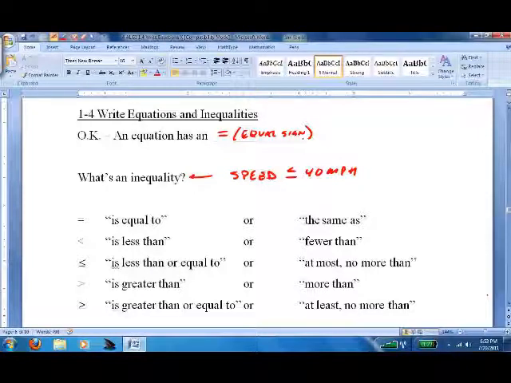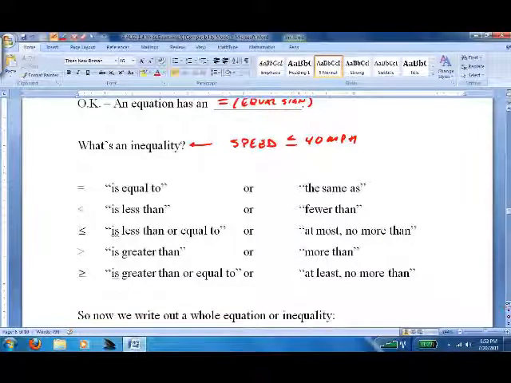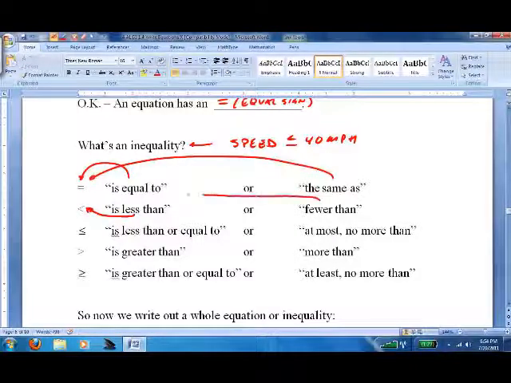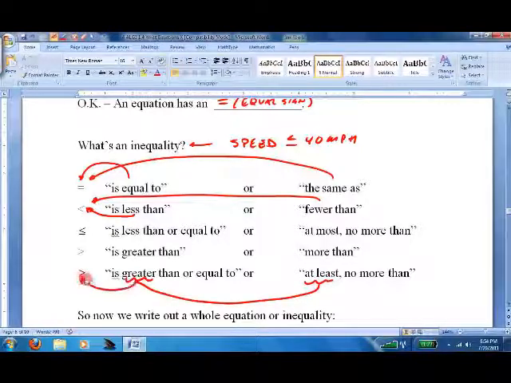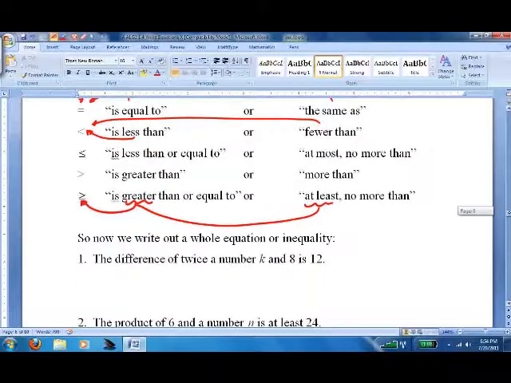Here are some examples that you'll see in the written word. And again, like I said in the previous lesson, you may wish to keep this with you when you're doing these problems. Is equal to, is simple equal. Is less than, so less than sign. You could also have the same as, fewer than, and so on. Less than or equal to, at most, no more than. Is greater than, more than. Is greater than or equal to, at least. Watch out for this one right here because it says least and it's actually a greater than. Little things to watch out for, but you'll get them.